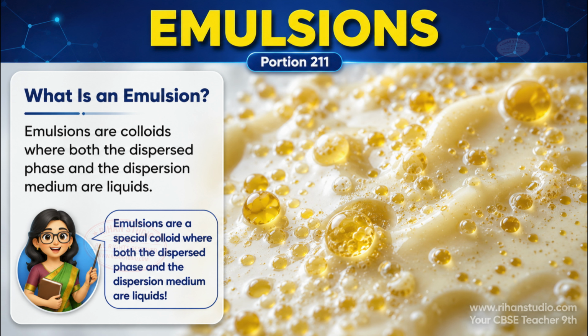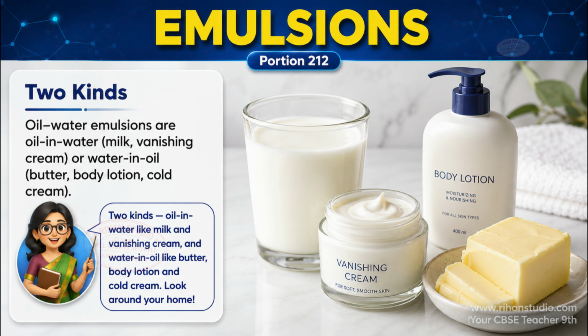Note them. Emulsions. Emulsions are a special colloid where both the dispersed phase and the dispersion medium are liquids. There are two kinds of oil-water emulsions: oil in water, like milk and vanishing cream, and water in oil, like butter, body lotion, and cold cream.